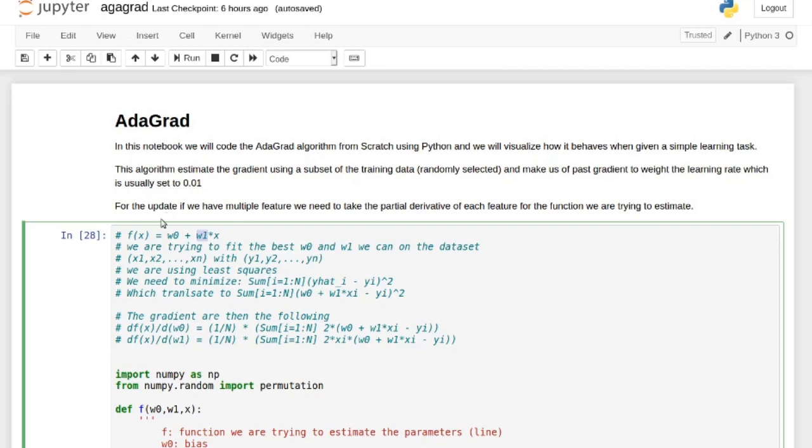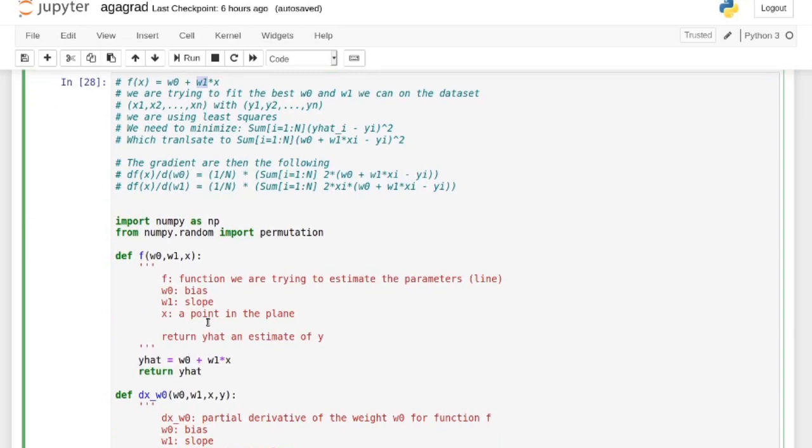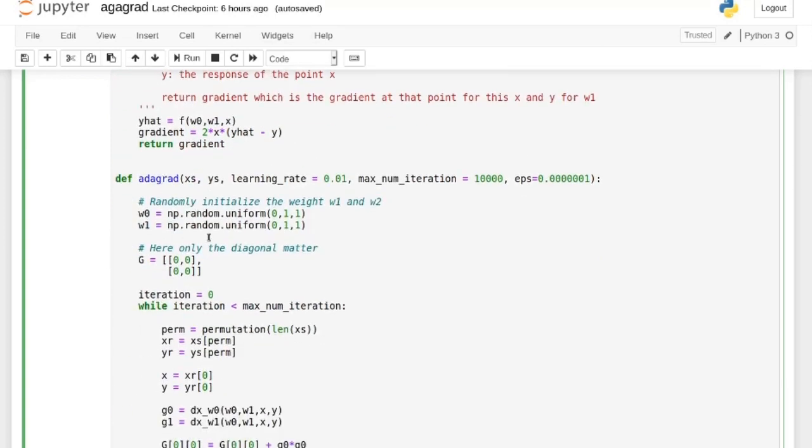So this is what we're going to do. We're going to have some gradient that we're going to hardcode over here. If you were to do it in a neural network, you would use something like the compute graph, but here we keep it simple. So this is my function, this is the partial derivative for the bias, and the partial derivative for the slope. And this is what really matters.